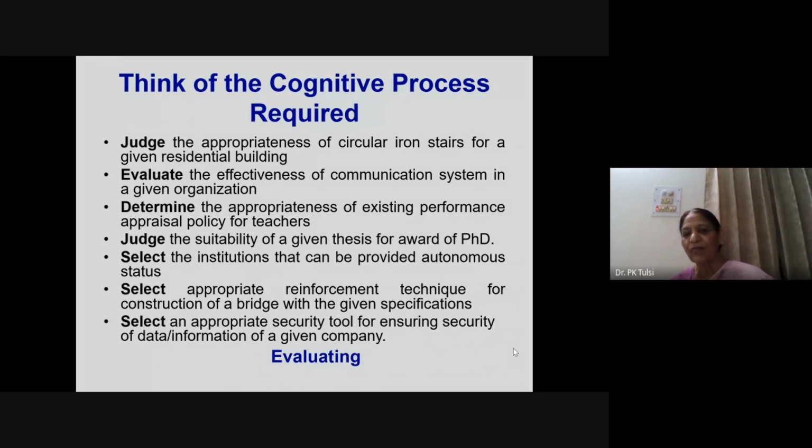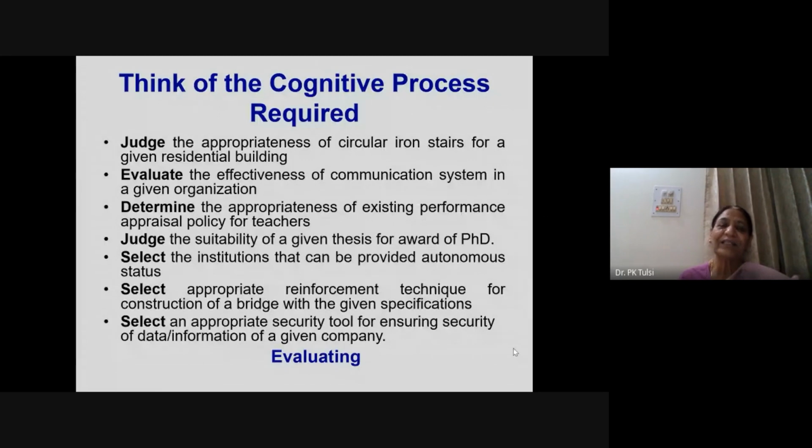Judge the suitability of a given thesis for a PhD, or select the institute. Or take a civil example: select an appropriate reinforcement technique for construction of a bridge with the given specification. What kind of reinforcement should go, whether it's steel reinforced, glass reinforced, or fly ash reinforced, and so on. And from computer science, select an appropriate security tool for ensuring security of data and information.